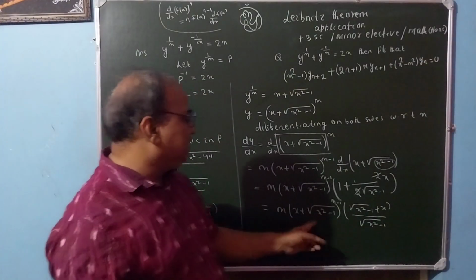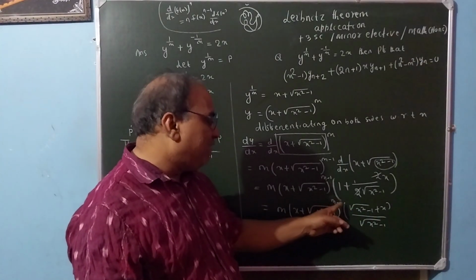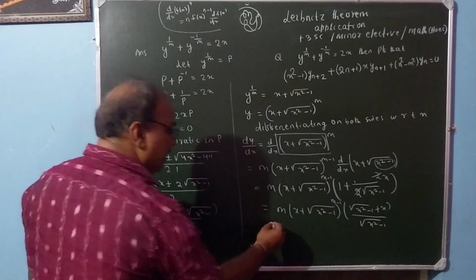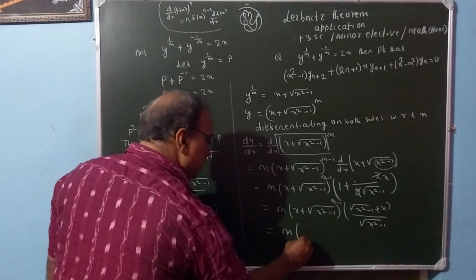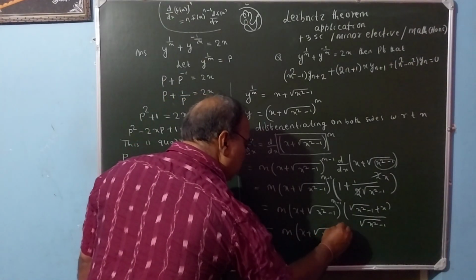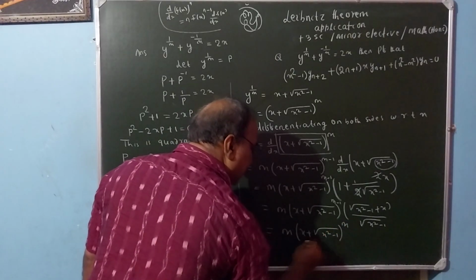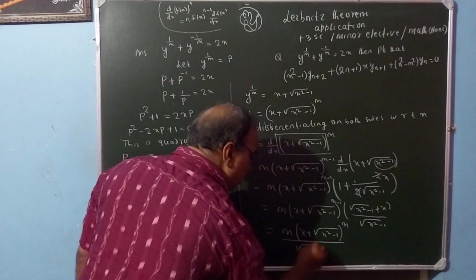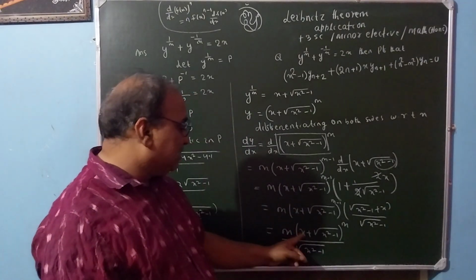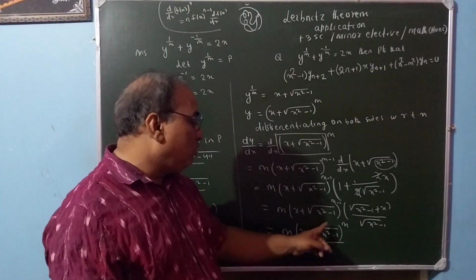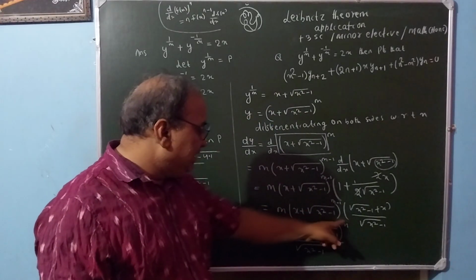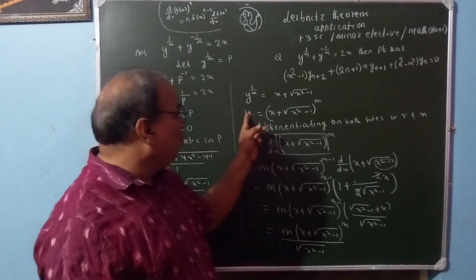So here the base is equal, the powers will be added. Here it is m minus 1, here it is 1. Base equal, powers will be added. So we get, here it is m into x plus root over x square minus 1 to the power m divided by root over of x square minus 1. So now x plus root over x square minus 1, whole to the power m is nothing but y.